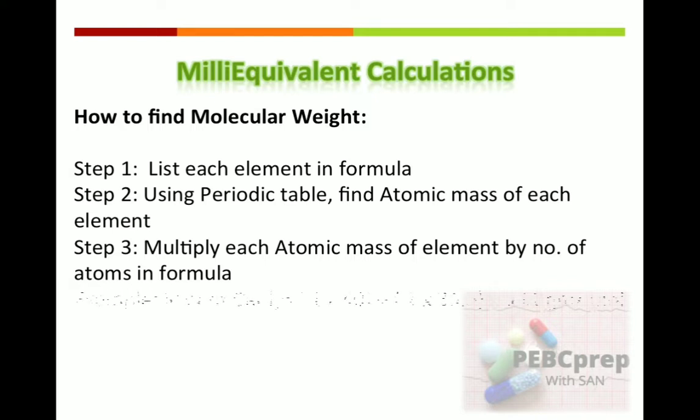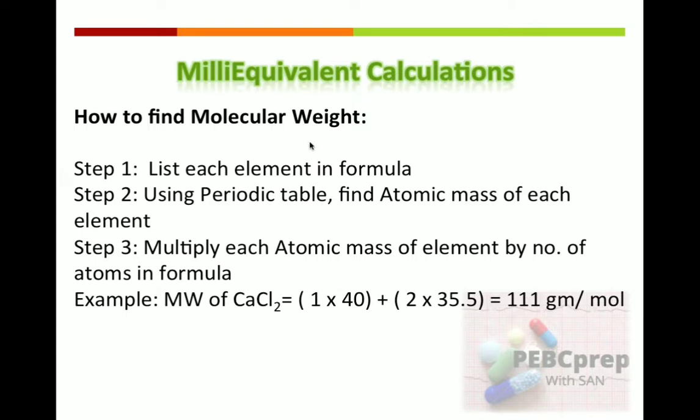For example, we have calcium chloride. So we have 1 atom of calcium and 2 atoms of chloride. So 1 calcium, and the atomic mass for calcium is 40. So 1 into 40 plus 2, because chloride is 2, into 35.5, which is the atomic mass of chlorine. When we solve it, we will get 111 gram per mole. Remember that the molecular weight unit is gram per mole.